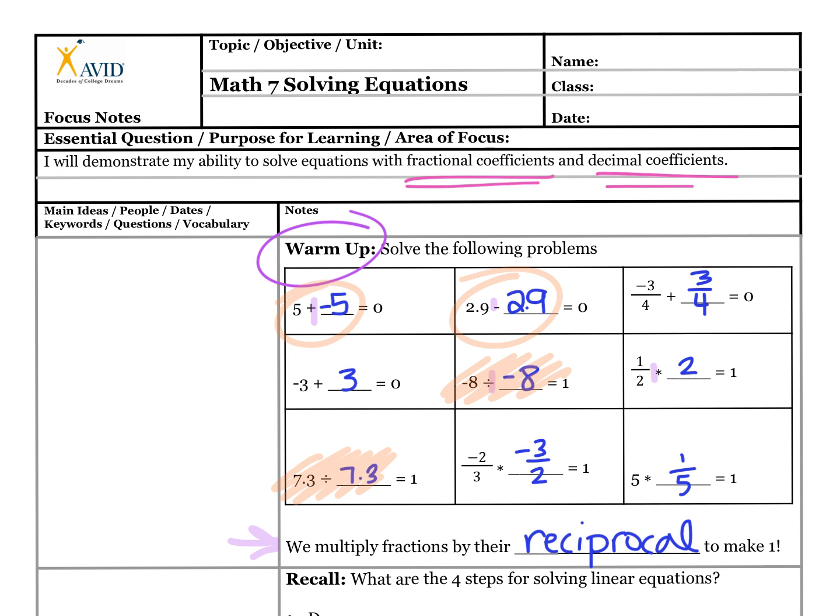And then also down at the bottom, the biggest takeaway I want for kids to take are these three that I am boxing in green. We want to talk about how we use the reciprocal in order to make one when we are multiplying with fractions. That's going to come in useful later when we are solving problems with fractional coefficients.